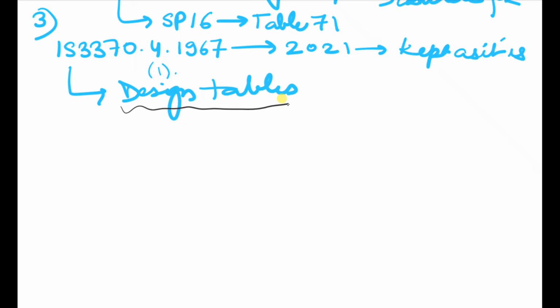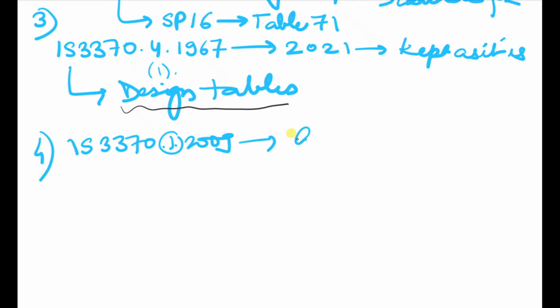These design tables have, see, this I will explain a little later. Just give me some time. Let me finish this series. So another thing that we should refer is number four, there is a book. But before going to the book, let's just complete this code. One more code is required, IS 3370 Part 1, 2009. This is Part 1.